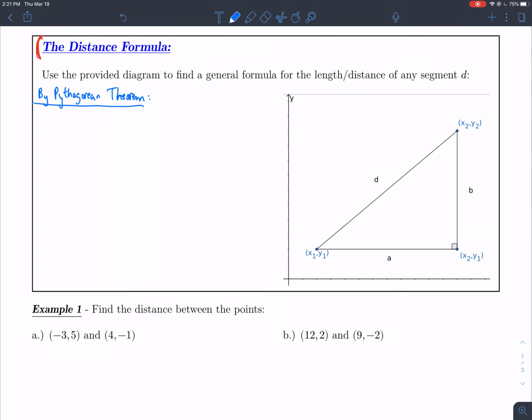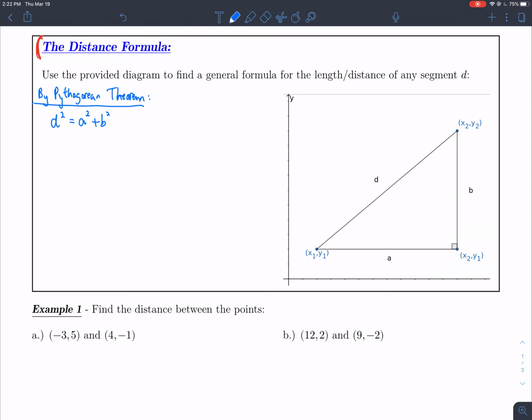What can I say by the Pythagorean theorem? So you must state what you're using to make your justifications. I'm using the Pythagorean theorem, and that says that basically the hypotenuse squared is equal to this squared plus that squared, the two legs squared. So you can say something like d squared equals a squared plus b squared. All right. Now that's not new. You've known that forever. All right.